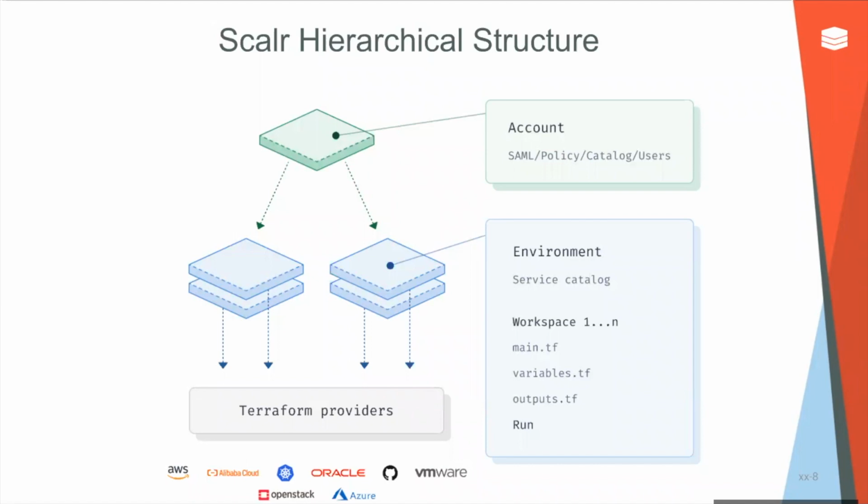So in Scalr, we have a hierarchical structure. And as I mentioned, the RBAC model follows the hierarchical structure, as well as many other things. When you sign up at scalr.io, you sign up for an account. The account level, think of as more of an administrative level. At this level, you can create various objects like SAML integration, policies, module registries, VCS providers, catalogs, users, teams, etc. So many different objects you can create.